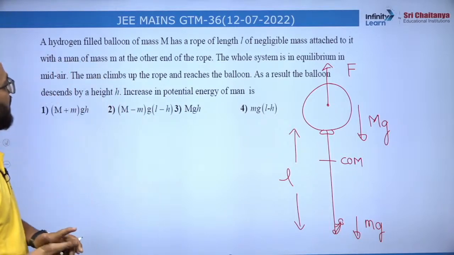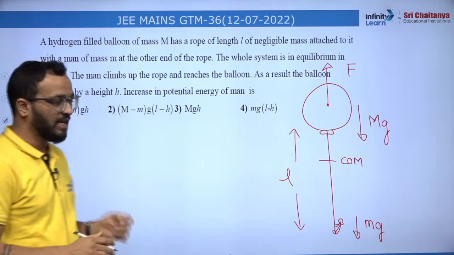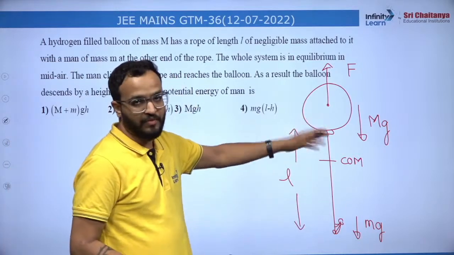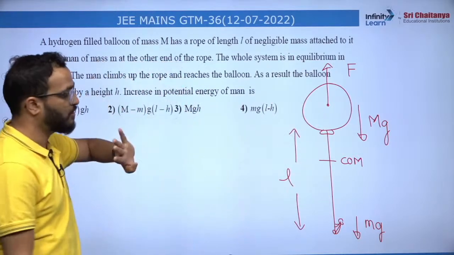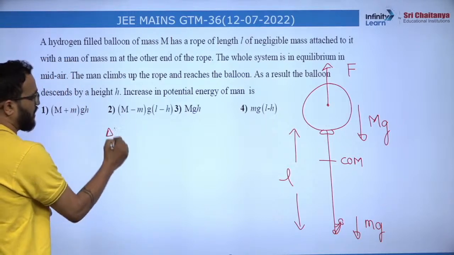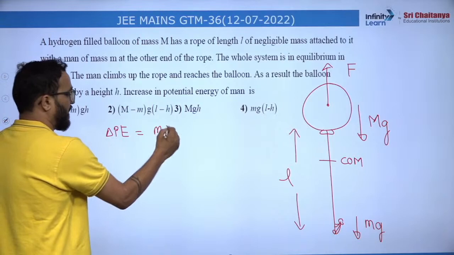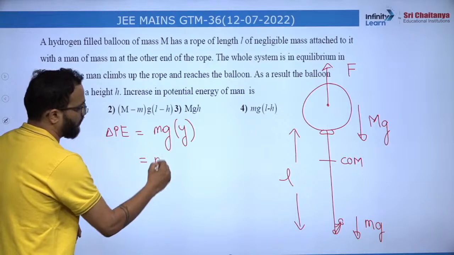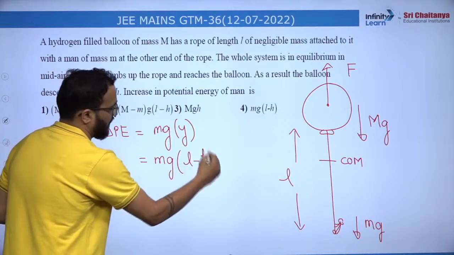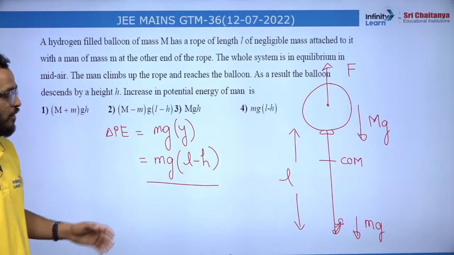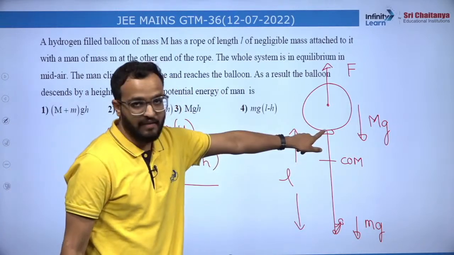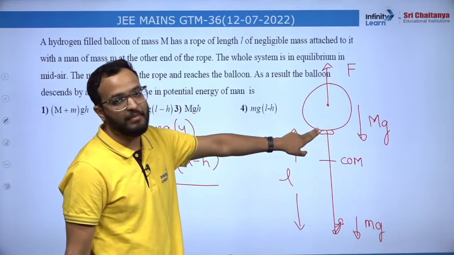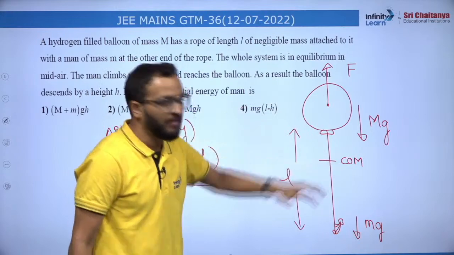The question is, they are saying that this complete length is L and the man climbs the balloon. If man is climbing the balloon, so balloon is going to come down by height h, they have mentioned. So what is the change in potential energy of the man? You will say small mg into whatever height he has climbed. Now how much height he has climbed, you will say, sir, L minus h. Do you understand? Because he is actually trying to climb L because he wants to reach the top of the balloon or this point of the balloon. So he wants to climb a height L, but the balloon is coming down by a height h.